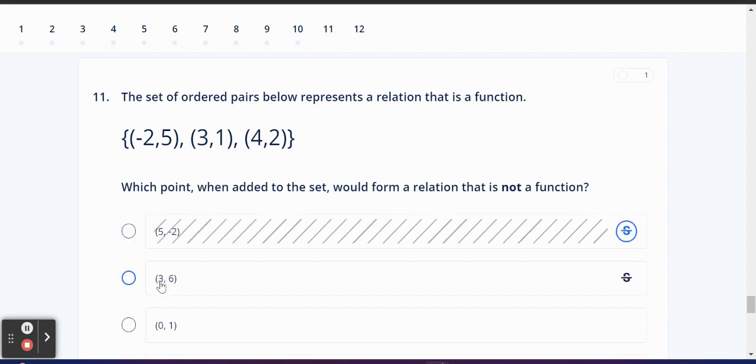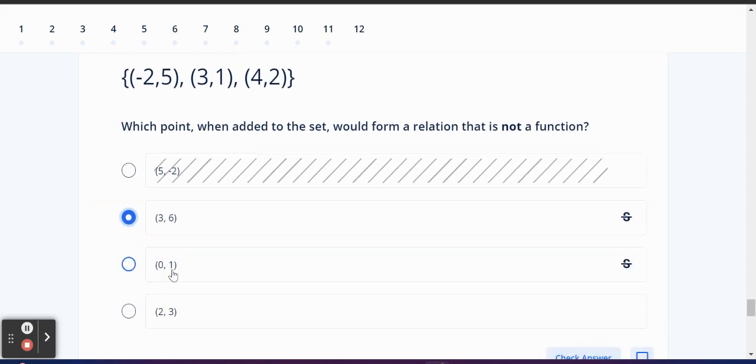3, right? If I added this point at the end here, the 3 and the 3 would make it not a function because you have repeating inputs. So it would be that, right? Zeros wouldn't work, right? 2's wouldn't work because the 2 and negative 2 are different. So your answer is (3, 6), right? If I put this at the end of this relation, it would not make it a function.